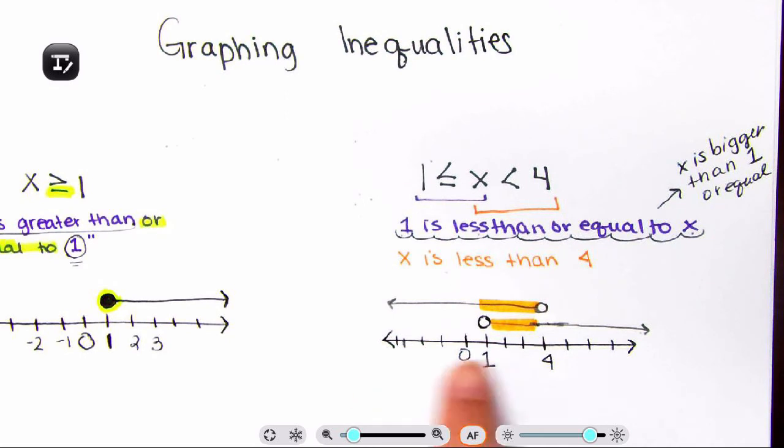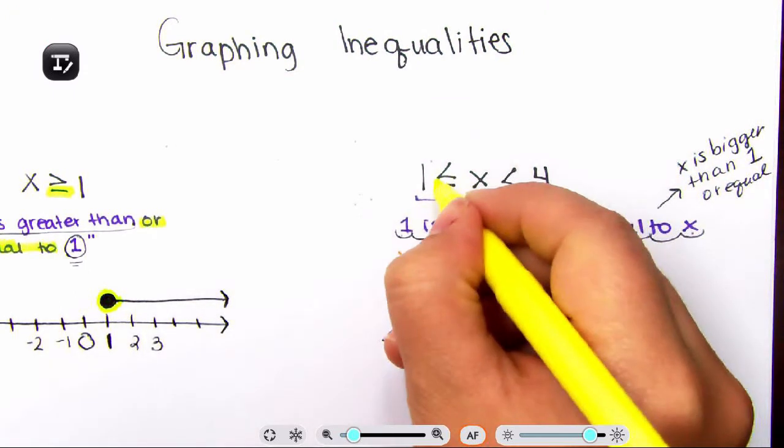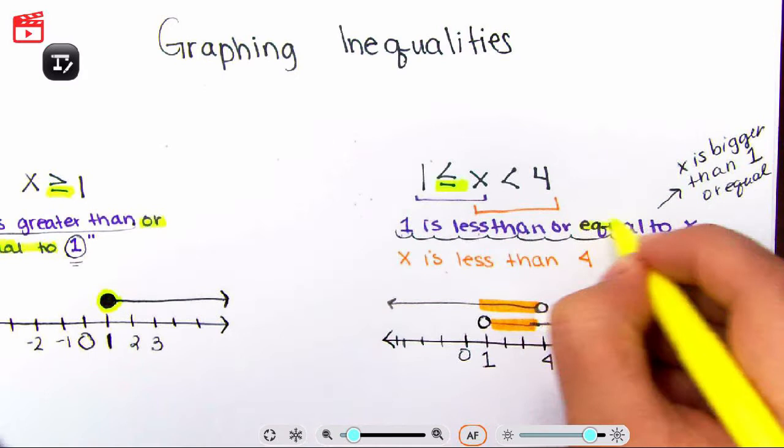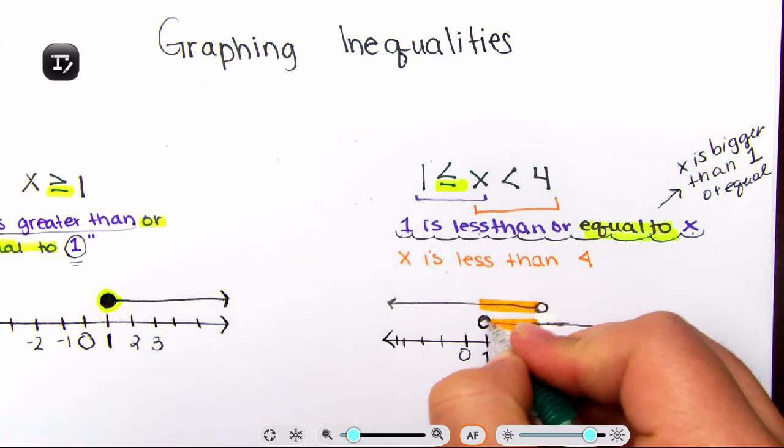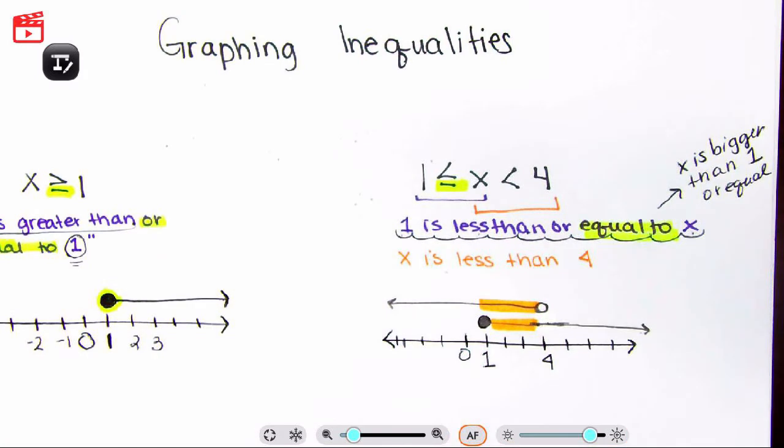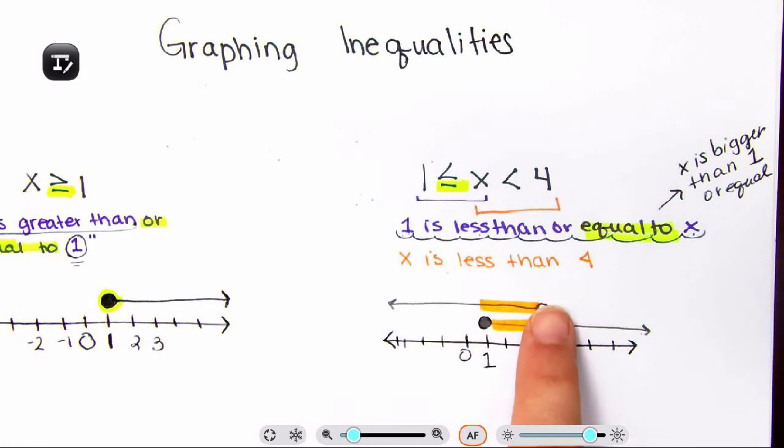So the graph that we have is not our final answer. Before we continue, we need to know if we're shading or not. I see that I have an "or equal to" when I'm working with 1. So I need to shade in 1. I don't have an "or equal to" when I'm working with 4. So 4 remains open. So how does our final answer look?